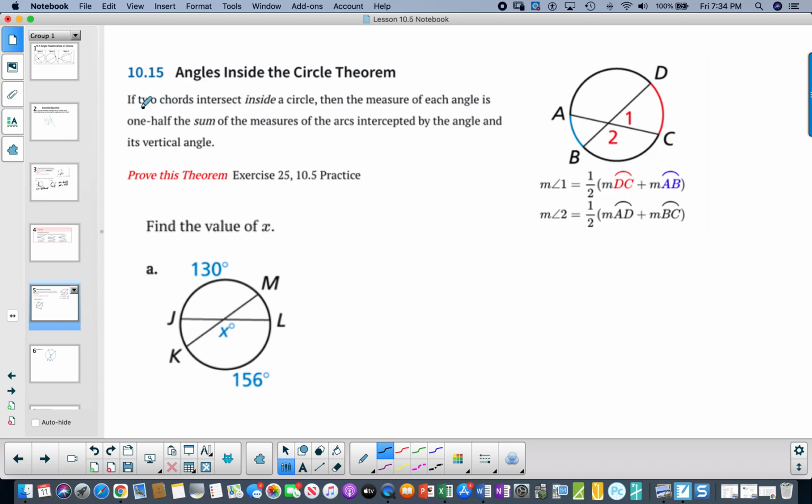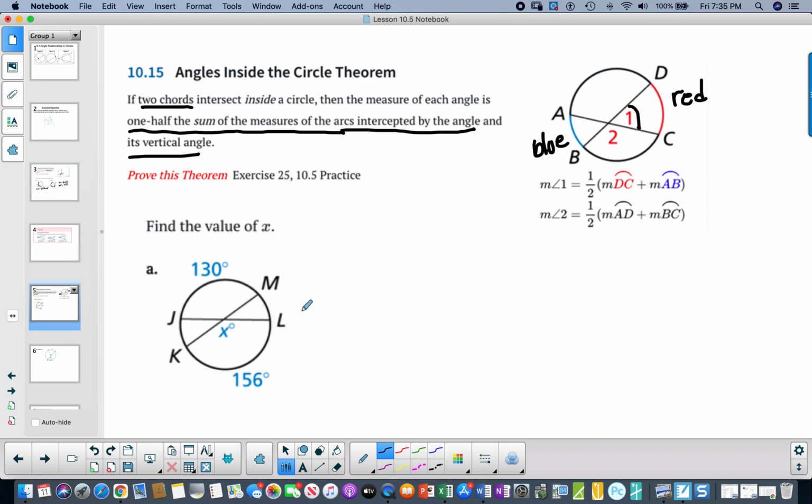So we have two chords that intersect inside the circle. The measure of each angle is 1/2 the sum of the measures of the arcs intercepted by the angle and its vertical angle. So if we're talking about angle 1, then the intercepted arc for angle 1 is this red arc, and its vertical angle will be the blue arc. And so angle 1 will be 1/2 the sum of the two arcs. To find angle 2 is the same thing. Angle 2 will be 1/2 the sum of the arc that is intercepted by angle 2 and its vertical angle.